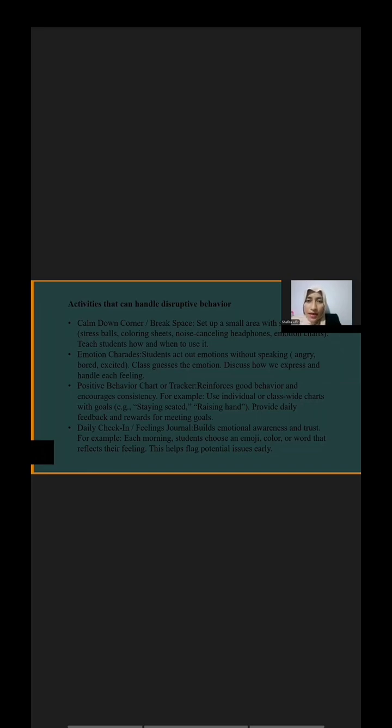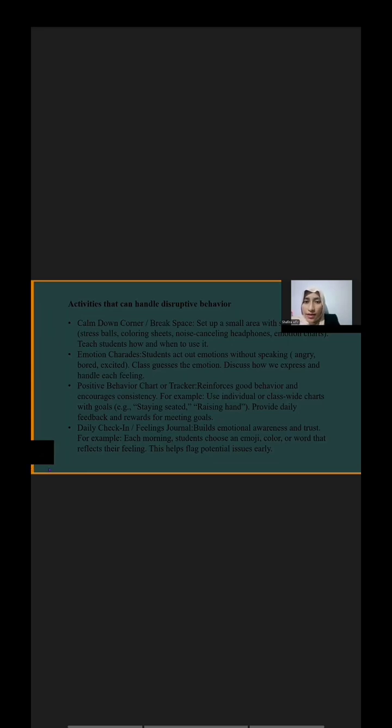And third, a positive behavior chart or tracker reinforces good behavior and encourages consistency. For example, use an individual or class-wide card with goals, like staying seated or raising a hand. Provide daily feedback and rewards for meeting goals.